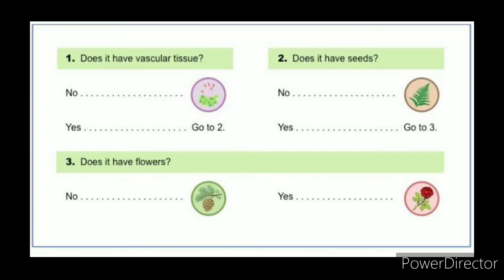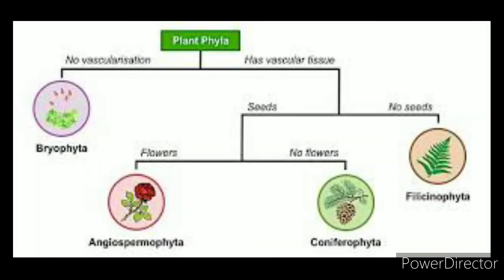First, does it have vascular tissue? Then does it have seeds? Does it have flowers? Yes or no, all these things you have to identify. Now I will give the classification of the plant phyla. Now this has become easier. Now you compare the identification key, the answer you got, to this flow diagram, and check whether it is right or not.